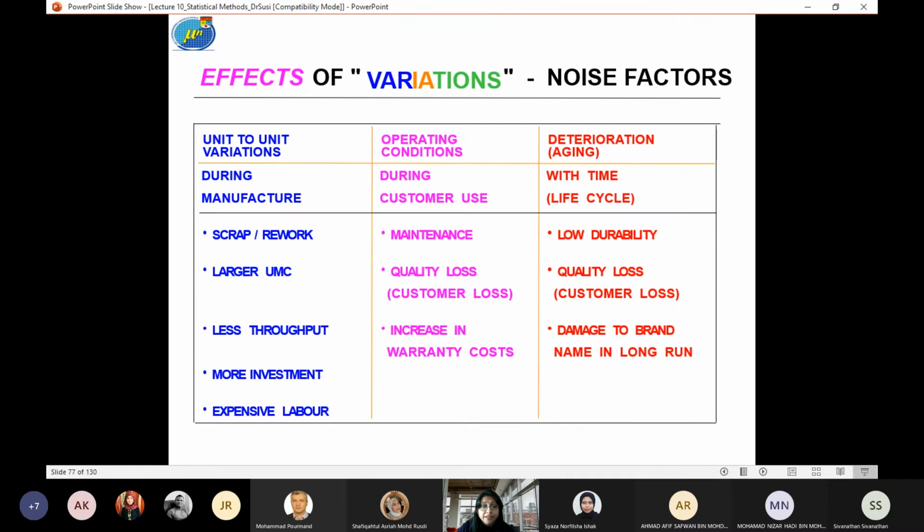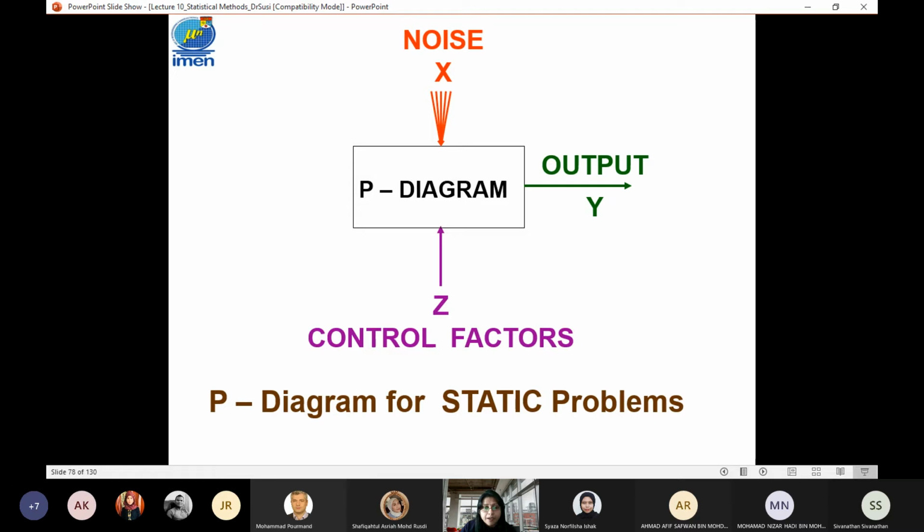Okay, and these are more effects of variations during manufacture, during the customer use, and also with deterioration with time. Okay, so these are all common noise factors in an industry-based area.